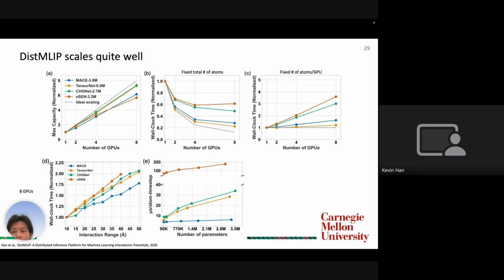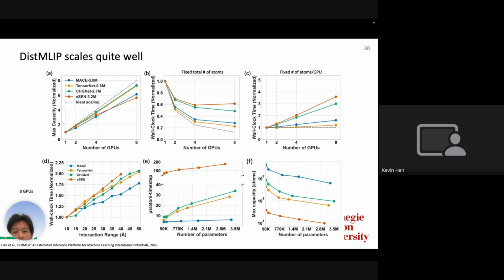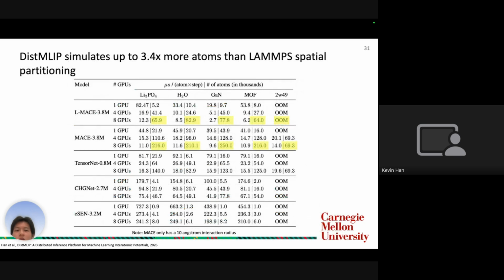We also show the MD step time with respect to the number of parameters for each model on 8 GPUs, as well as the maximum capacity with respect to the number of parameters also on 8 GPUs. The scaling kind of makes sense. But on to something that's perhaps a little more grounded. We tested these 4 material systems, or 4 periodic systems, as well as one more.